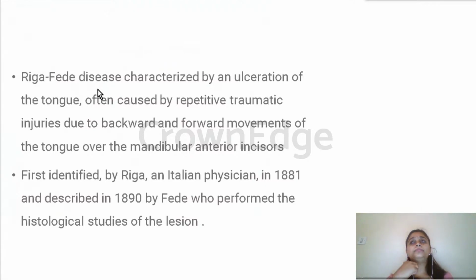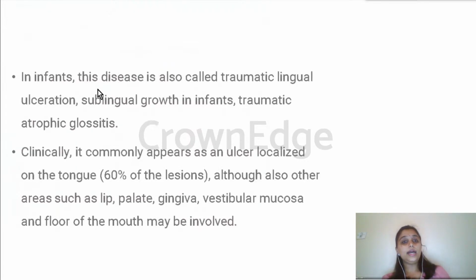So what happens is the child is born with natal teeth or neonatal teeth developed in the first month of life. Most of them are breastfeeding children. Because of the constant movement of the tongue over these lower incisors, it usually leads to a traumatic ulceration. So that is why in infants this is also known as traumatic lingual ulceration. The other name is sublingual growth in infants, and it's also known as traumatic atrophic glossitis.